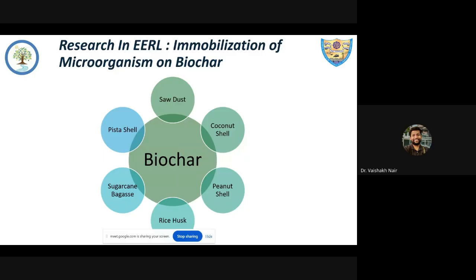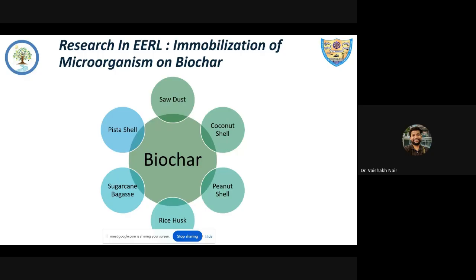We also have been looking into some newer technology or technique, whatever fits. We are basically trying to immobilize microorganisms on biochar. This came into the picture because my PhD student was from microbiology and I was from chemical engineering. I did not know anything about bacteria, and she did not know about biochar. So that is where we decided, let's try to think about something.